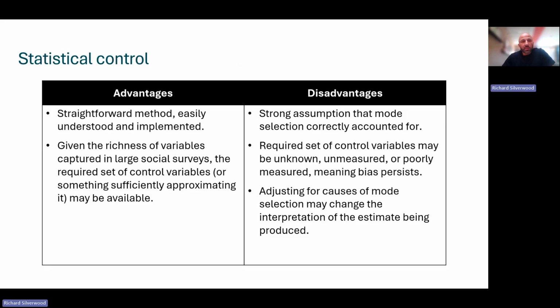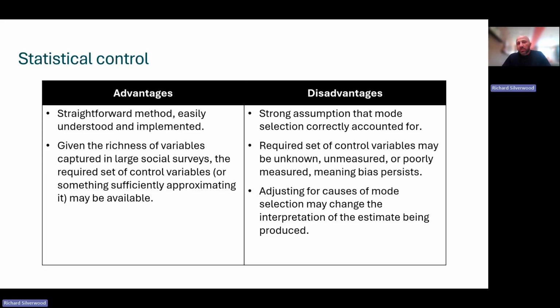So just to summarize some of the advantages and disadvantages of statistical control: it's a very straightforward method, talking here about regression and other approaches within the conventional statistical toolbox, easily understood and implemented. In the sorts of contexts that we work in, and I suspect many others do, where we've got large general purpose social and health surveys, particularly longitudinal data, we've got very rich information. And so it may well be plausible that we can make a case that we have access to the required set of control variables, or at least something sufficiently approximating that.